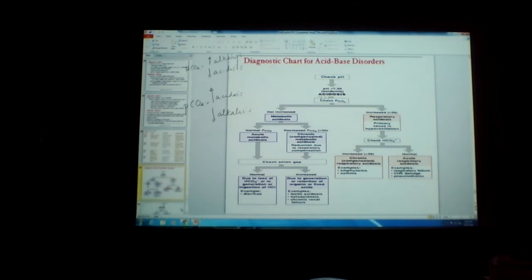Let's look at now different examples. Remember, if the kidney is not working, the lungs will have to help. If the lungs are not working, the kidneys will have to help. And between the two, your kidney is the most efficient. Let's practice.